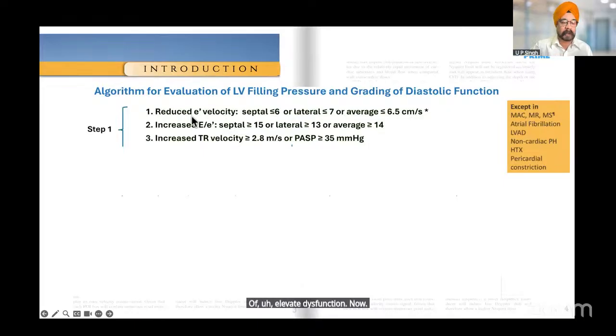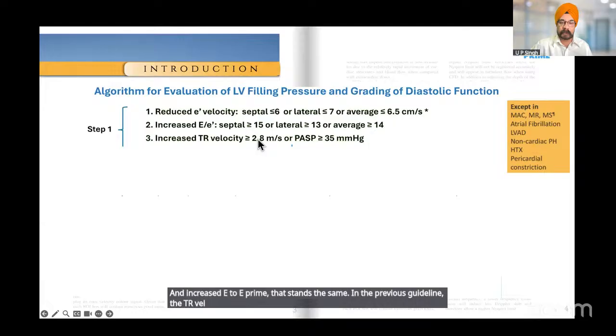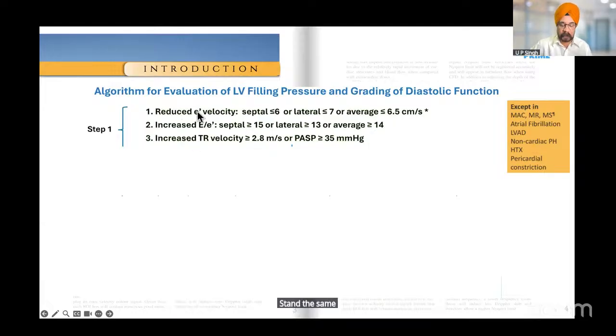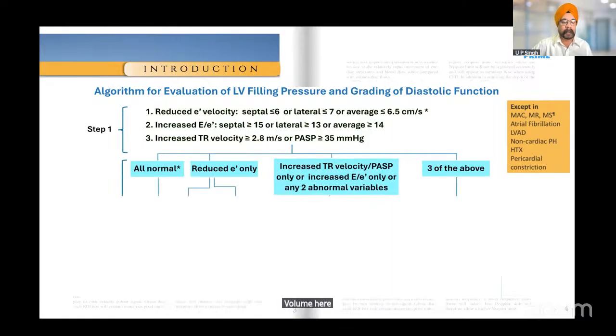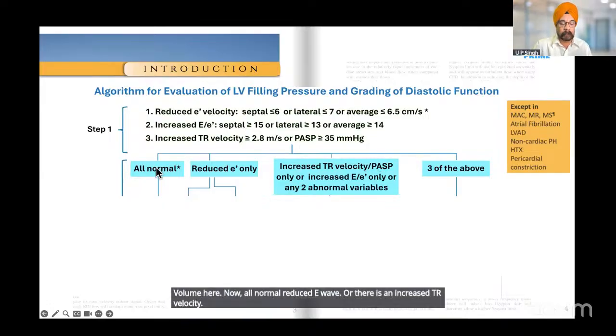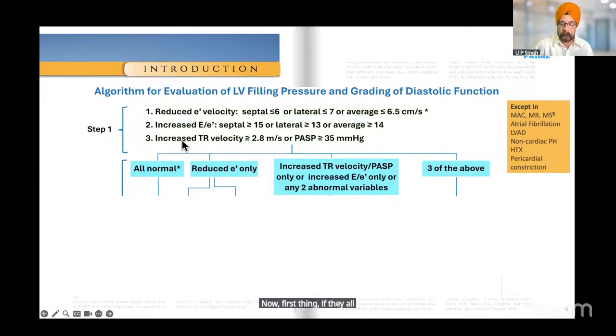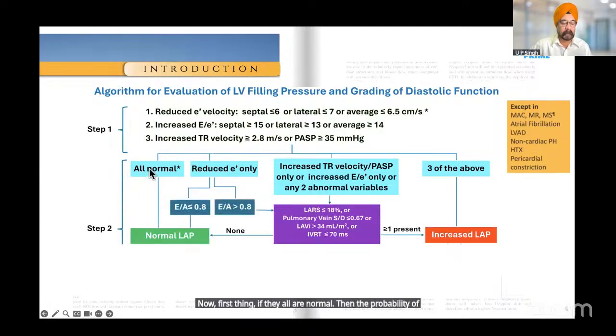Now, if we have a reduced septal E prime velocity less than 7 and a lateral less than 10, that should be step 1. And increased E to E prime stays the same. In the previous guidelines, the TR velocity stands the same, but these are the three things which initially we used to take, along with the LA volume. Now, if all are normal, with no reduced E prime wave or increased TR velocity, then the probability of having normal LAP is very high.